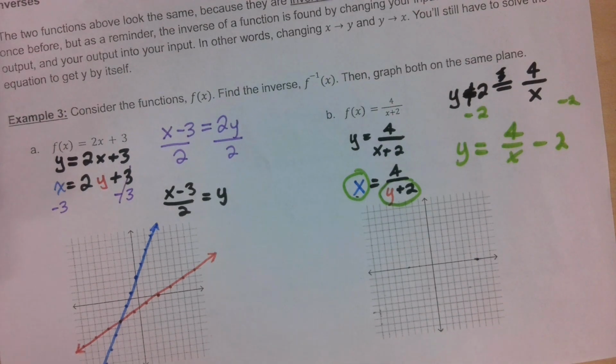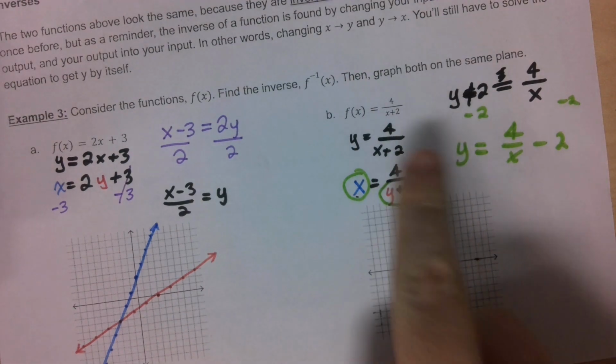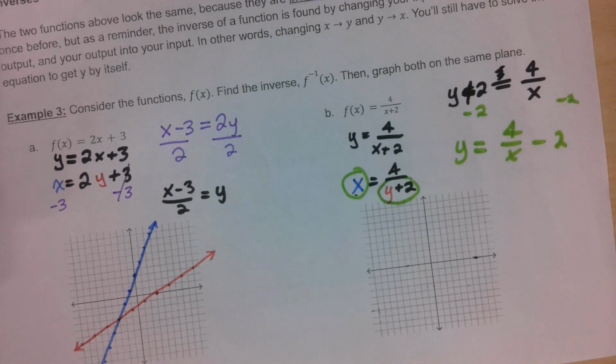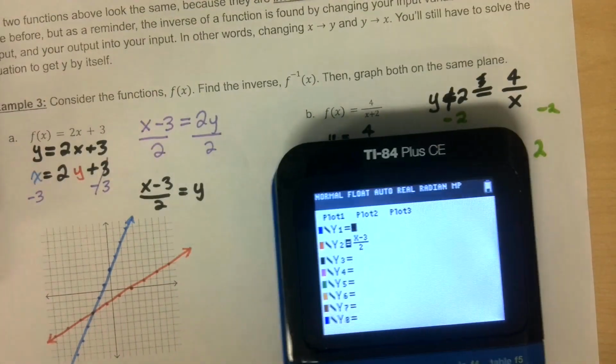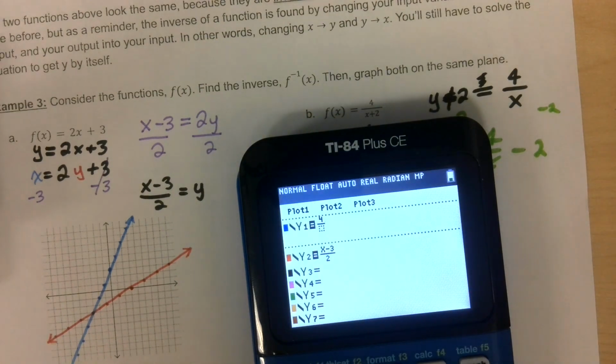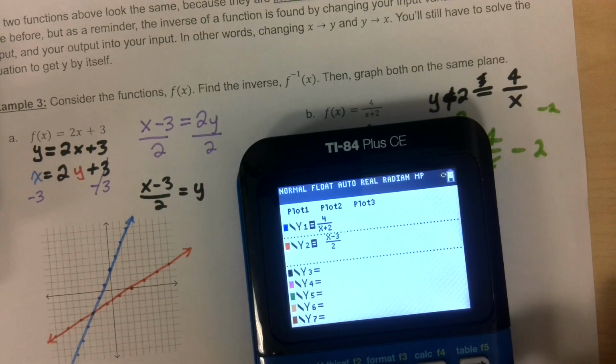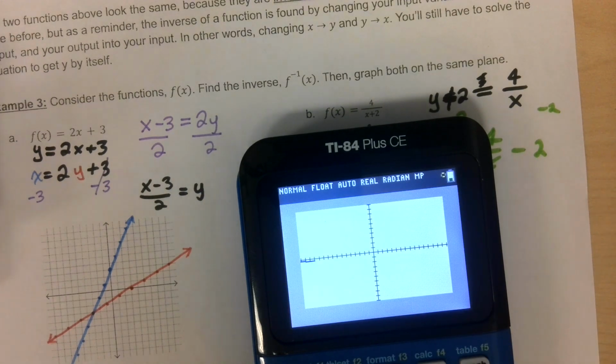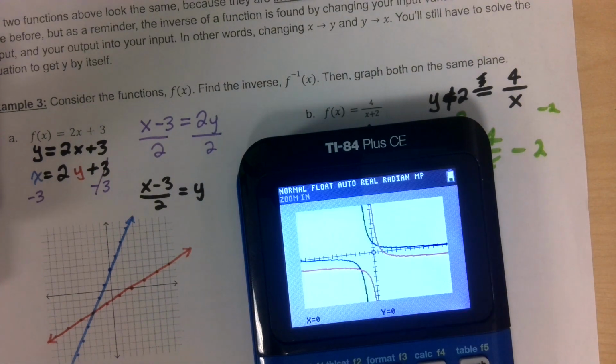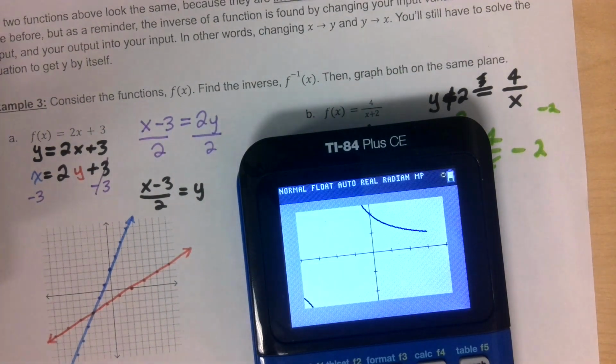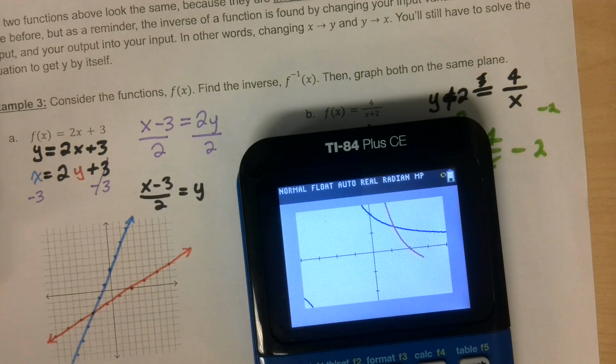The same thing happens even when we graph our hyperbola here, 4 over x plus 2, and 4 over x minus 2. Let me graph both of these next to each other. If I put in 4 over x plus 2, like so, and over here I put in 4 over x with a minus 2 at the end, I'm going to zoom so it's square and we can see it. Let's take a look. There's our blue, and there is our red. In fact, if I zoom in, it might be even clearer to see. There we go. It's like they're opposites.